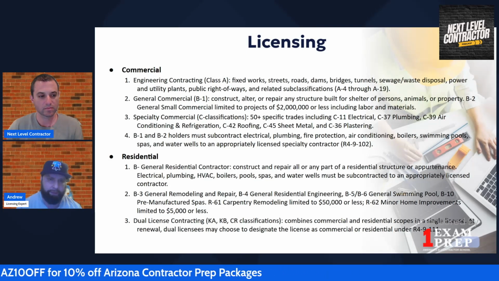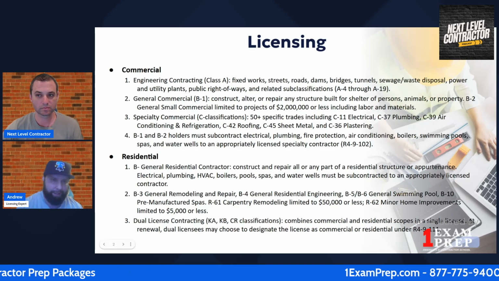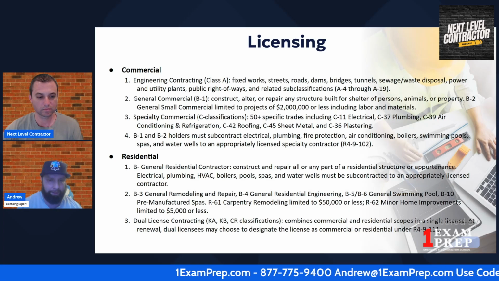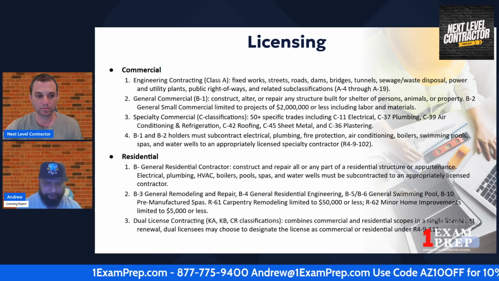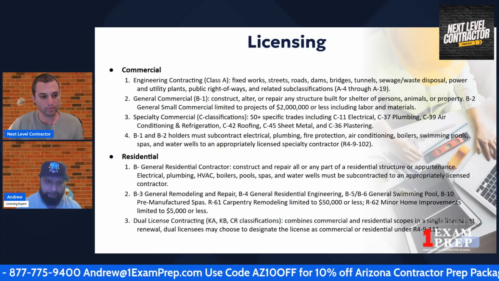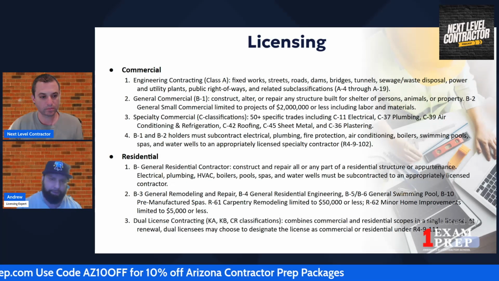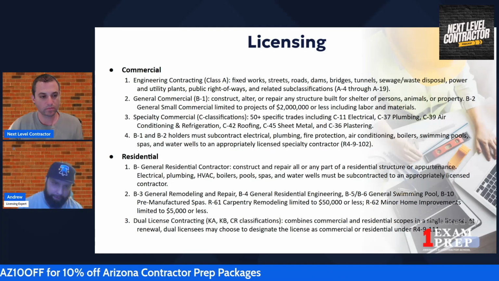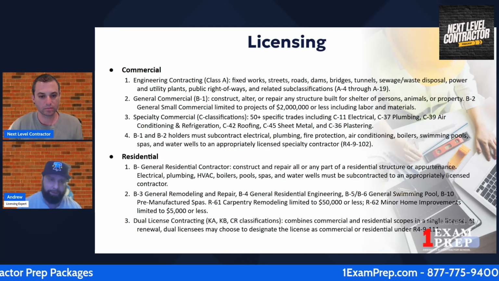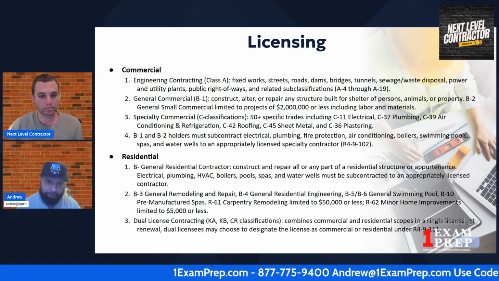Some of it's really intuitive. If you see a license with a C, just a C dash something, that's a commercial license. If you see a license with an R, like an R-10, that's a residential license. And if you see a CR-10, that's the combined residential and commercial license. And those would be for the specialties. So a C-10 is commercial drywall, an R-10 is residential drywall, a CR-10 is combined commercial and residential drywall, right? So those specialty licenses are intuitive.